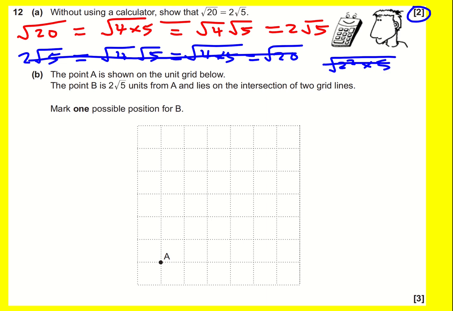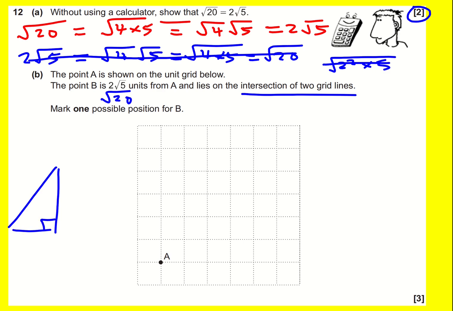Now we're told that we've got point A on a grid and the point B is 2 root 5 units from A and lies on the intersection of 2 grid lines. Mark one possible position for B. For this I'm going to use part A and write it back as root 20. That's actually going to be a bit easier because I can imagine drawing a triangle, but I'm going to draw it over here for the moment.